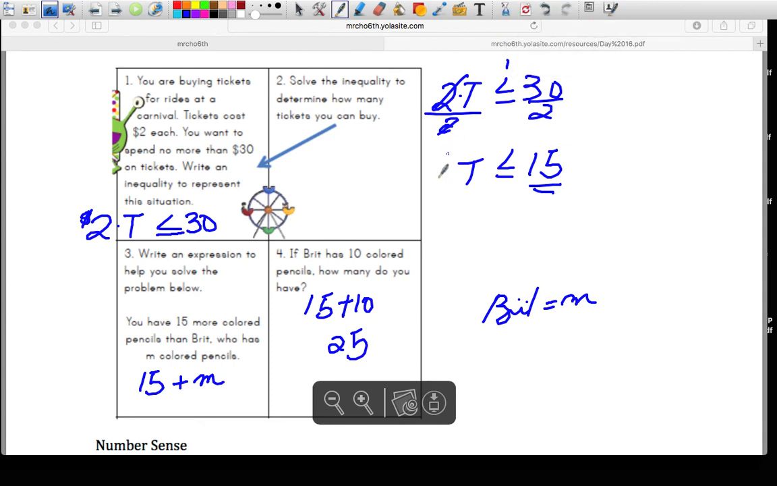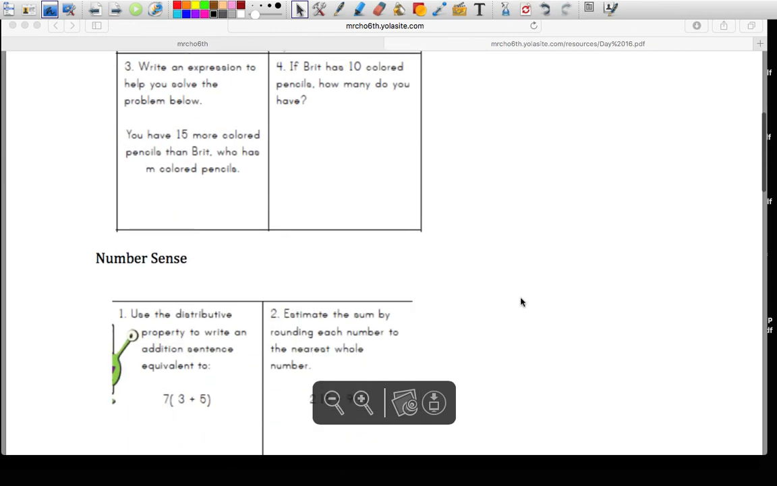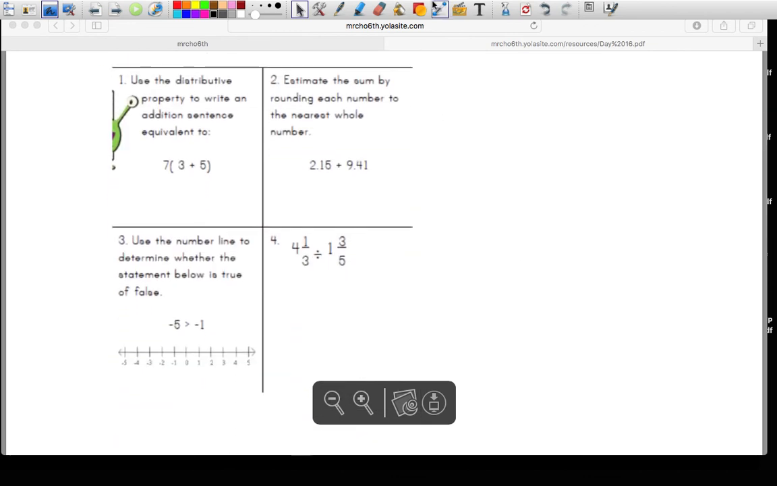Clear? Lower the page. Here we go. Number sense. Well, this is easy. Distributive property. Using the distributive property, I get 7 times 3 plus 7 times 5. 7 times 3 is 21, plus 35. Okay, so I want to write an addition sentence, and there's my addition sentence.